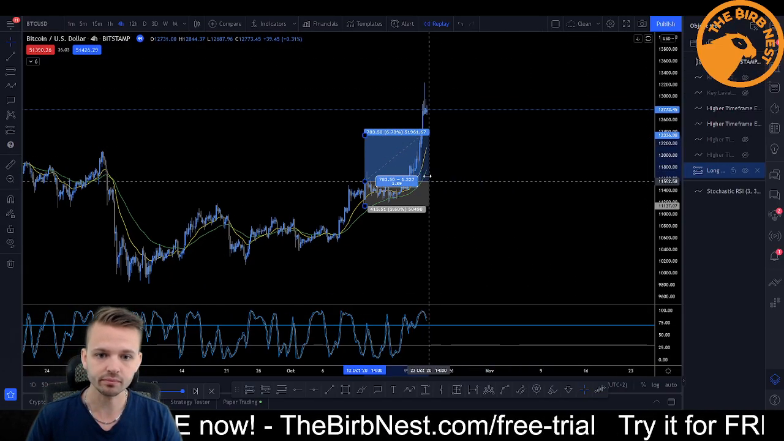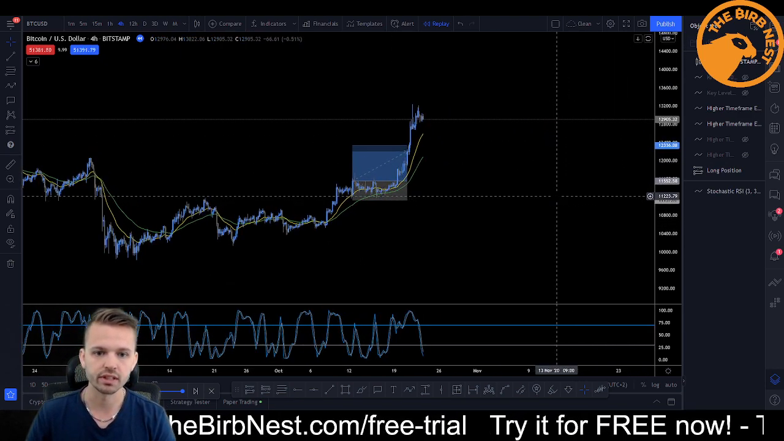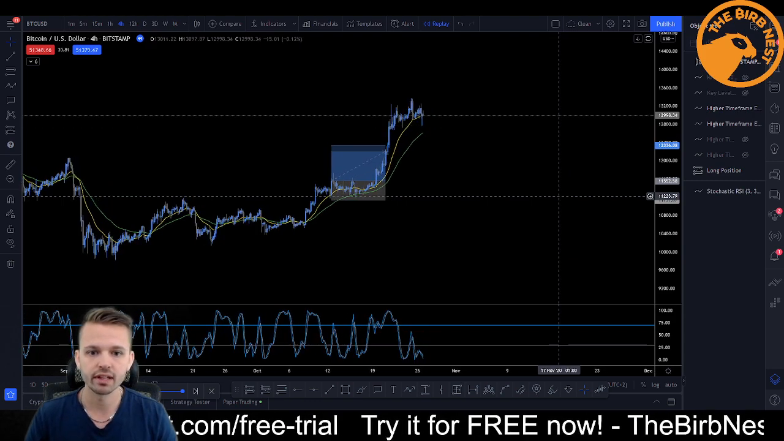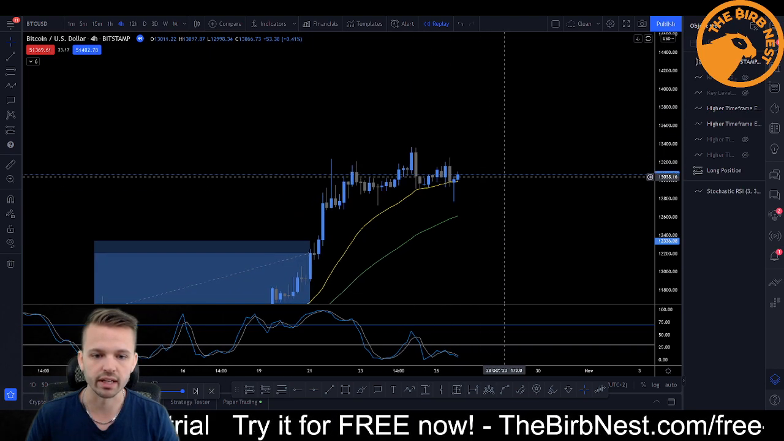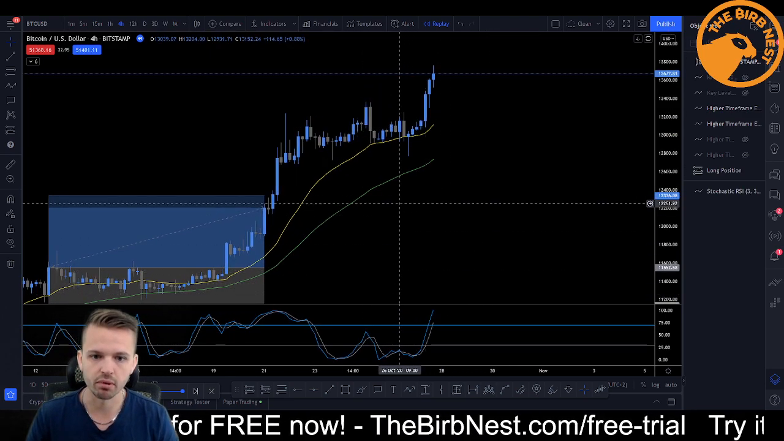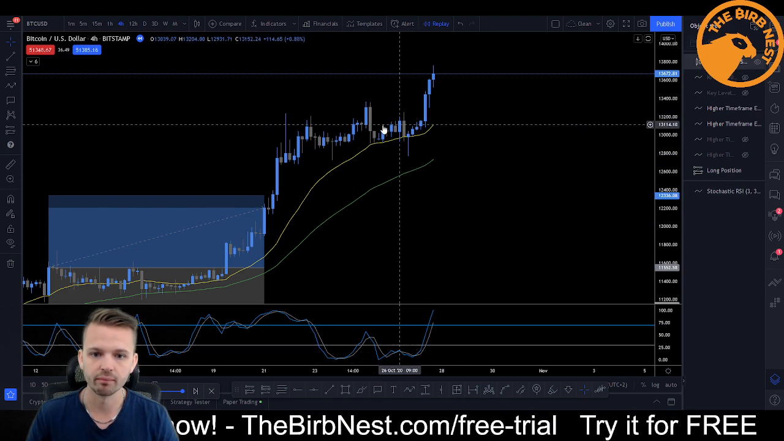All right, so let's see if we can get another test of the 4-hour 20 EMA. And here we have a test of the 4-hour 20 EMA. What we want to do now is wait for a stochastics bull cross, like a nice stochastics bull cross bottom being put in right here. And I'd say we got that one.